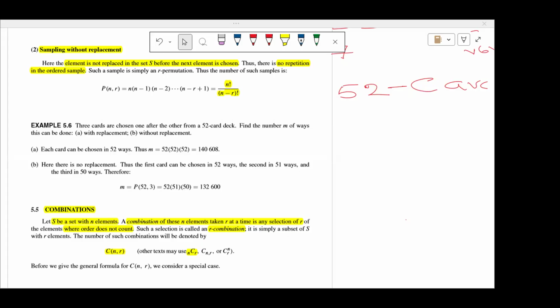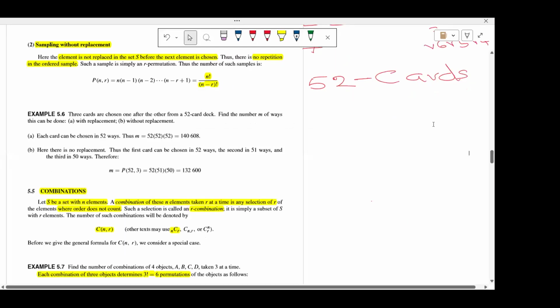Tell me how many different ways. It means how many different patterns we are creating with these three cards. The first card is a diamond with a specific number, the second card is maybe a heart with a specific number, and likewise. How many total different patterns or different three-card sets are we making? So this is what we need.